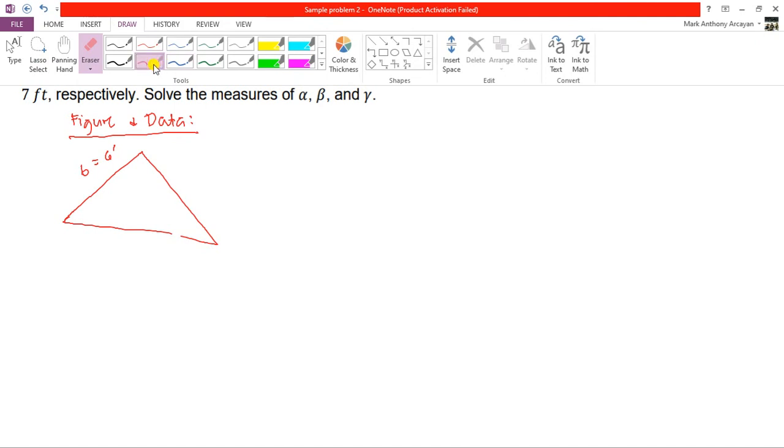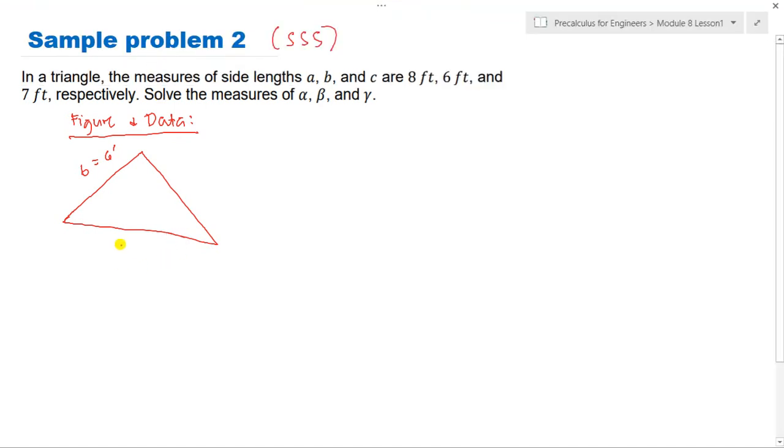So here is side A. A is equal to 8 feet, C is equal to 7 feet. This one is our beta, C is gamma here, and here is alpha. Okay, what are we looking for here? So requirements: we're going to solve for alpha, beta, and gamma. Okay? So, solution.